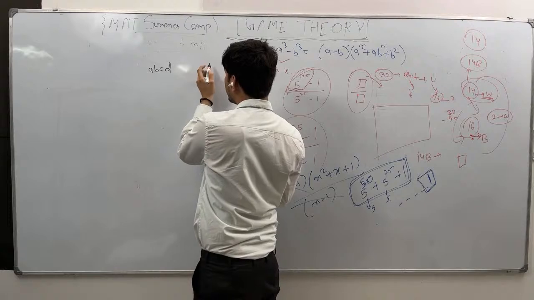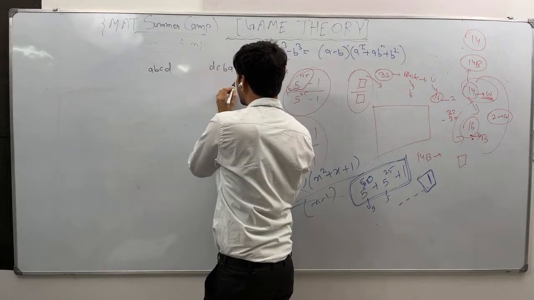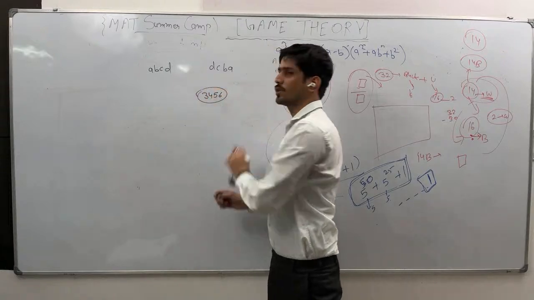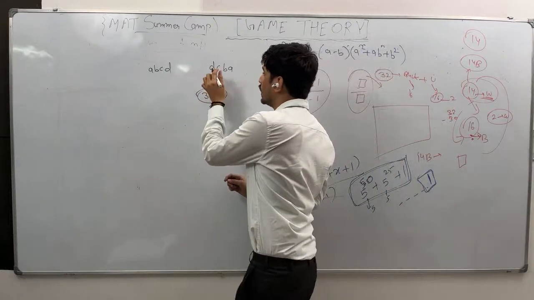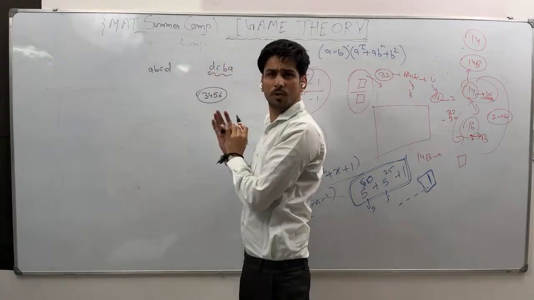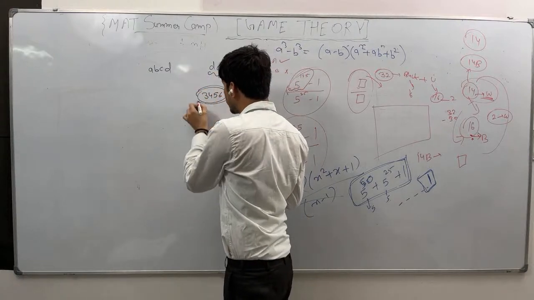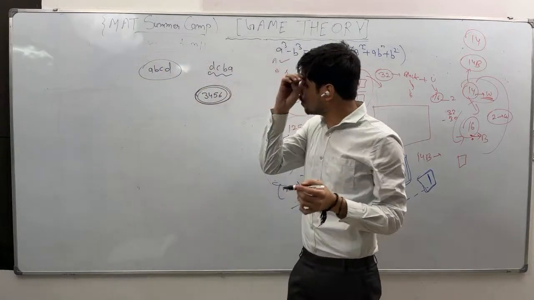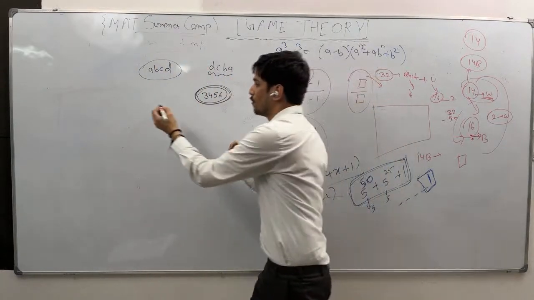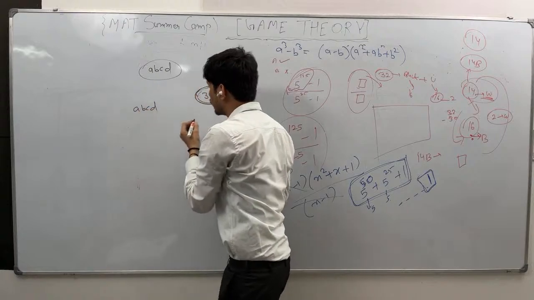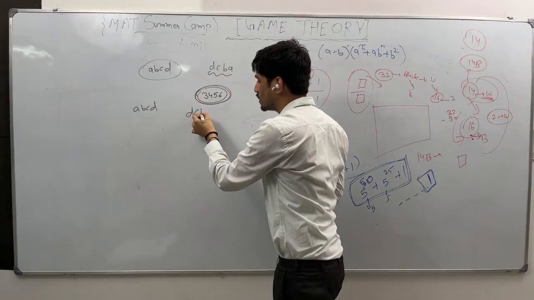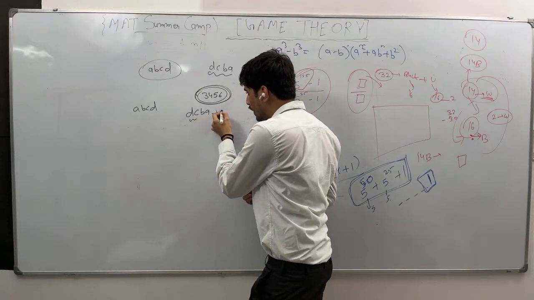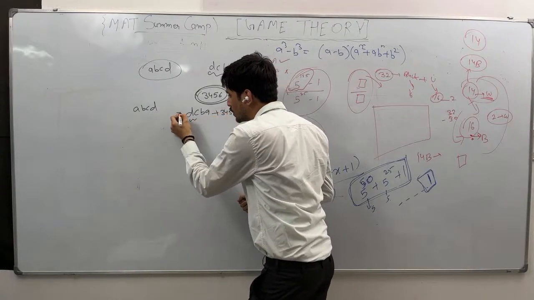Whatever number I get after reversing is 3,456 less. It means if I reverse the digits, I'll get a new number that is 3,456 less than the original number. Then how many such numbers are there? First I have A, B, C, D. If I reverse the digits, I'll get D, C, B, A, right? So if I add 3,456 to this number, I'll get the original number.